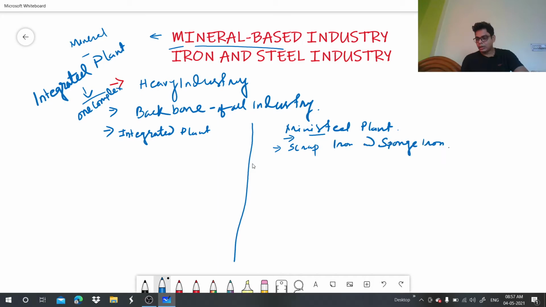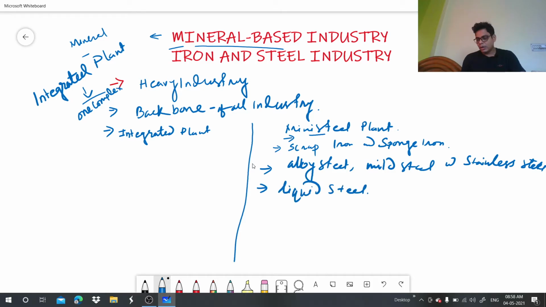So, these are their uses, okay. They produce alloy steel, mild steel and stainless steel. So, they always prefer steel. Steel means a mixture of alloy steel, okay. Then come to mild steel, okay. Then come to stainless steel, okay. So, this can happen. Then they also produce liquid steel, okay. So, mini steel plants also produce liquid steel, okay. So, this can be done on a small or mini scale.